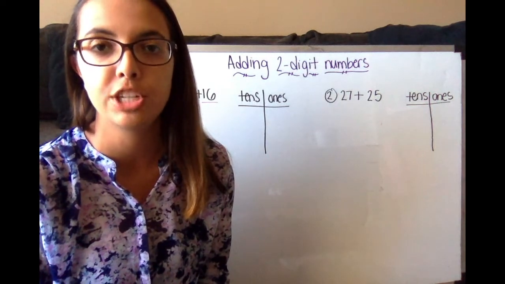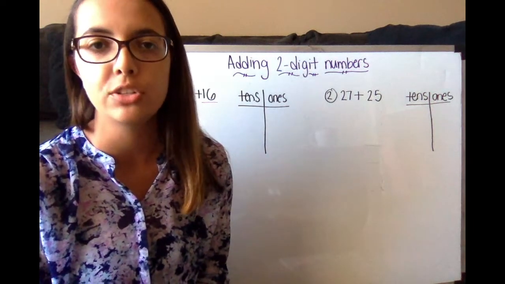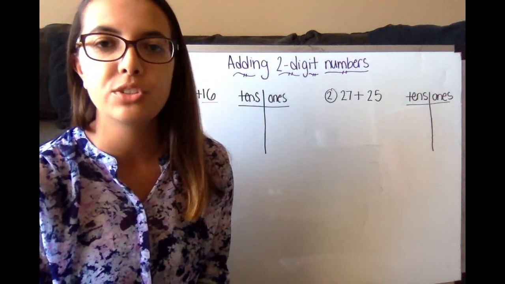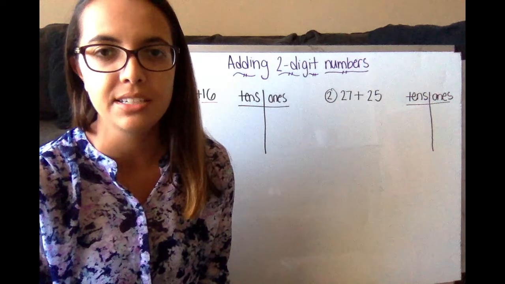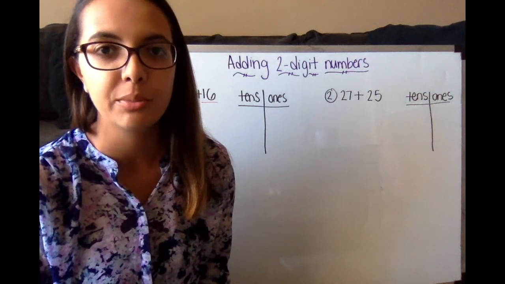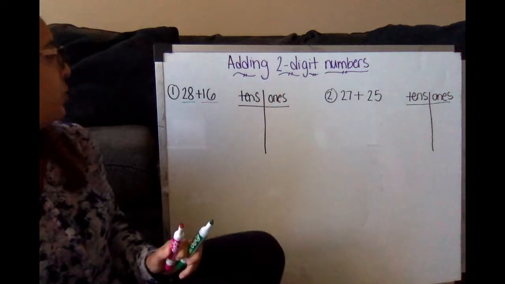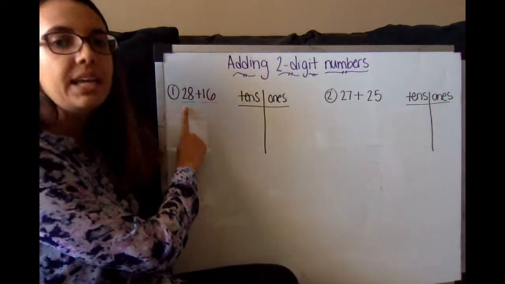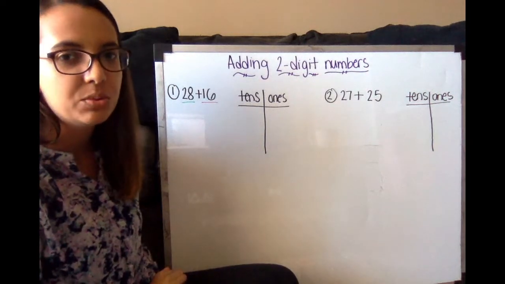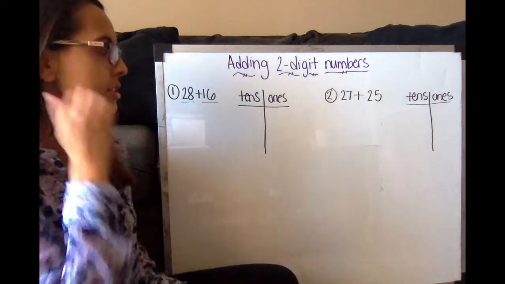Last week Miss Osmond was teaching you some math and she taught you how to add two-digit numbers. Well, sometimes when you add two-digit numbers, you have to make a 10. So that's what we're going to learn today in this math lesson. I have two numbers already on the board for you. Let's go ahead and get started with number 1. Number 1 says 28 plus 16, and we have to find out what that equals, and we will have to make a 10 with this one, okay?